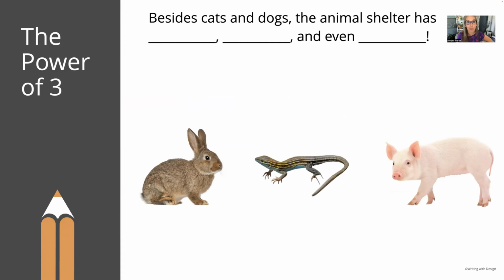So we're going to get started at the word level here. Besides cats and dogs, the animal shelter has blank, blank, and even blank. So for families, these sentences are fabulous to use with your children and teachers. This is a great place to start because it is at the word level and it's about nouns.